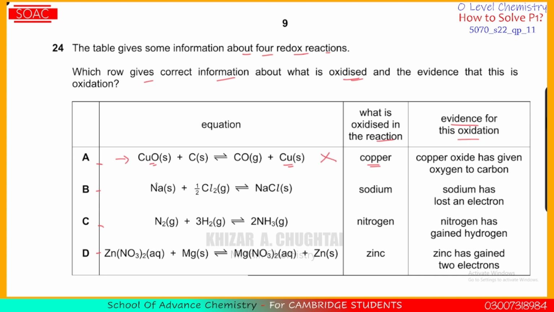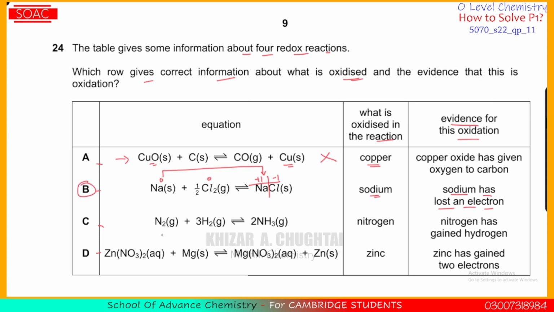In the second case, sodium plus Cl2 goes to NaCl. Sodium has 0 oxidation number. Cl2 also has 0. In the case of NaCl, +1 here and -1 here. So the sodium is going to oxidize. Yes, sodium is getting one positive charge from zero, so it is oxidized. Yes, this is true. And how is it oxidized? Sodium has lost an electron. Yes, sodium has changed from 0 to +1, so it is true. And B is the correct option.